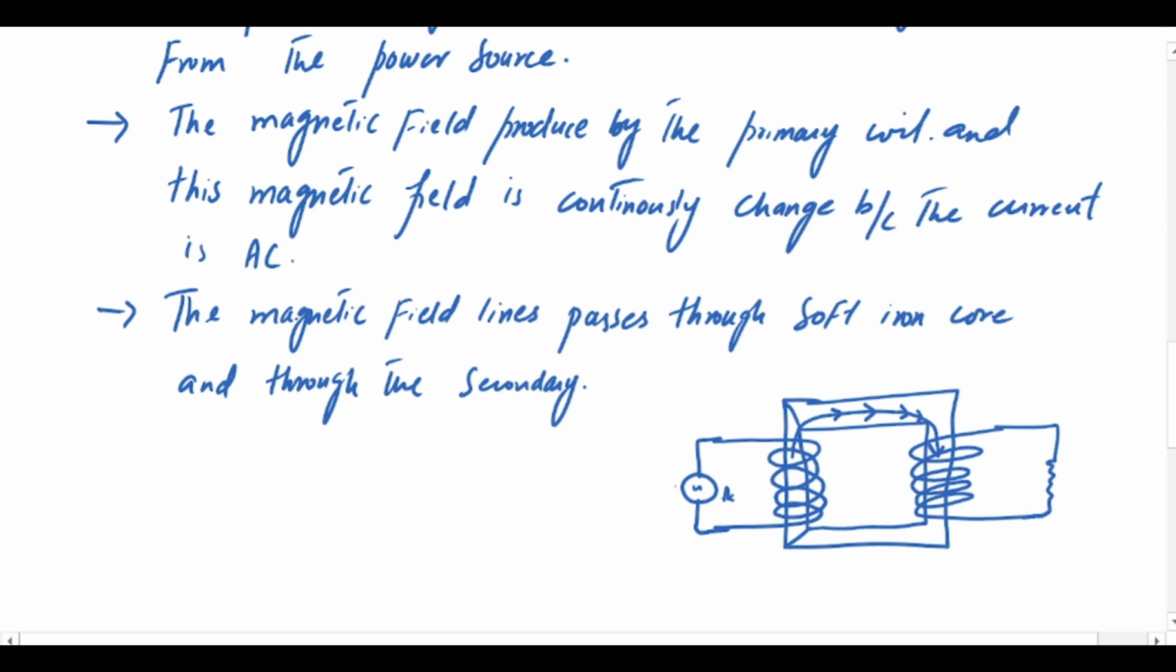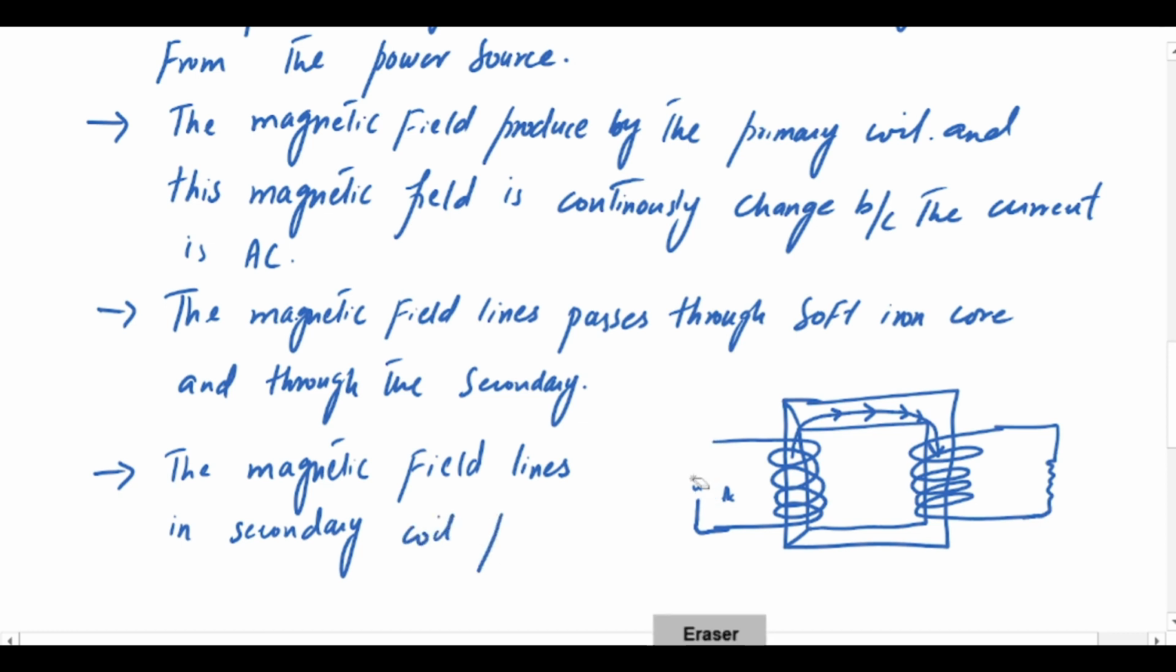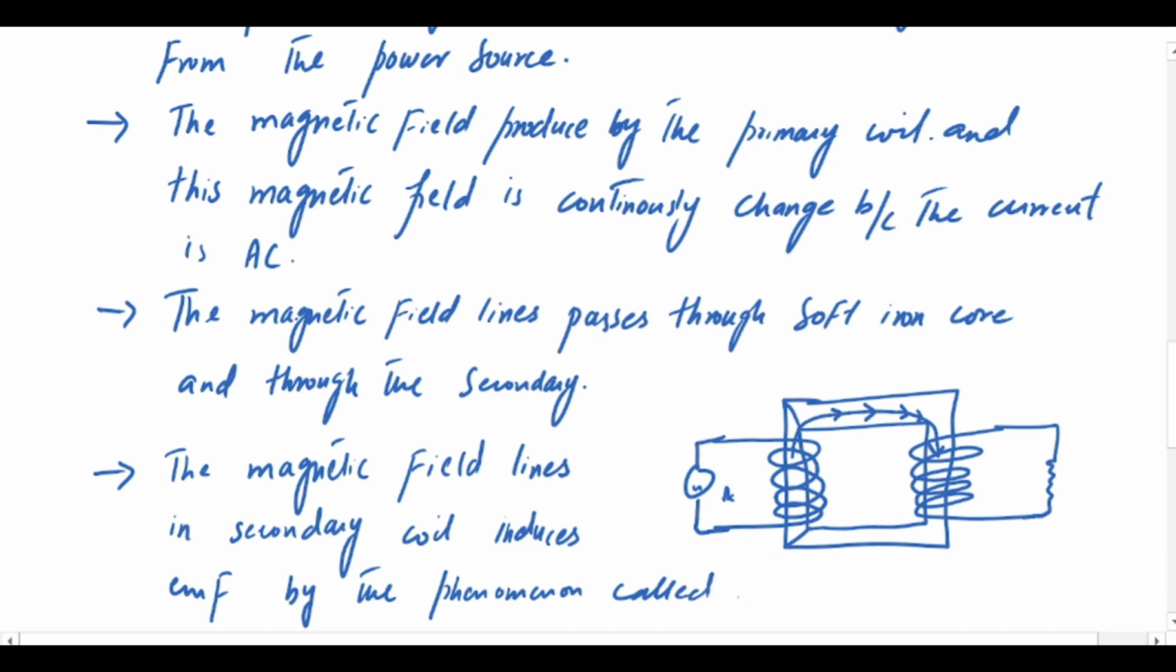So next point is the field lines in the secondary coil. The magnetic field lines in the secondary coil, which come from the primary coil, induce EMF by the phenomenon called electromagnetic induction.